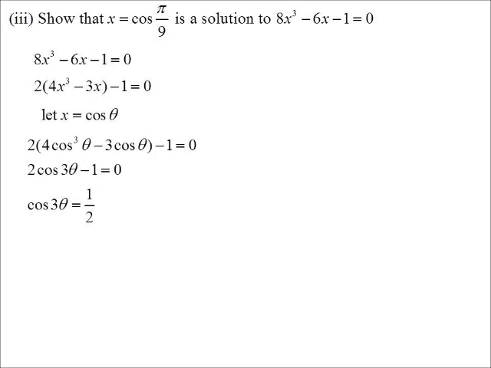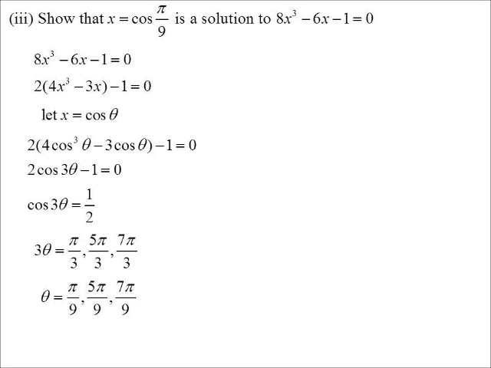Just cos 3 theta is a half. A half's one of our exact values. So cos of what is a half? Which way around does it go? Cos is 60 degrees, isn't it? So in radians that would be pi on 3. But it's a cubic that I'm solving. So I need 3 solutions. You want the same number of solutions as the power.